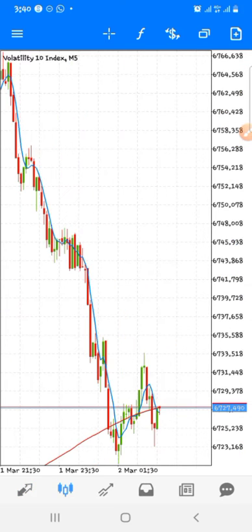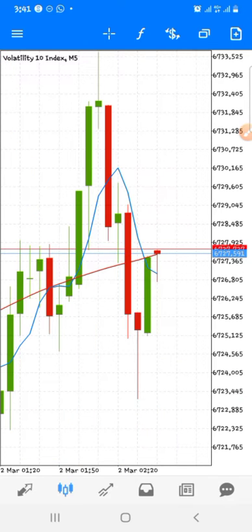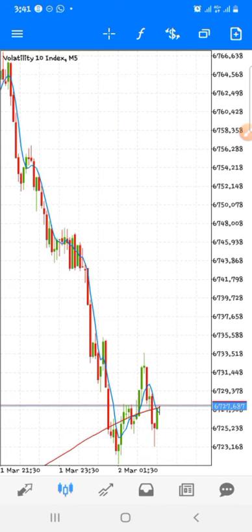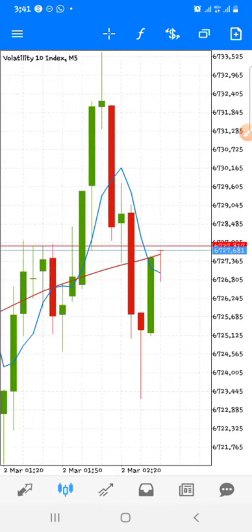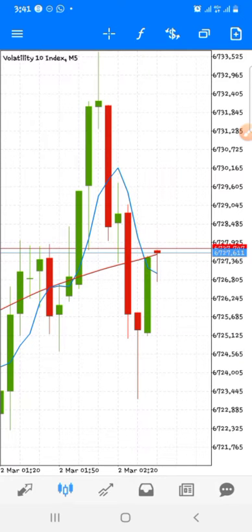All right, so right here we have our volatility 10 index. So right now you can see the market, and our indicator is already showing us something huge here. Our indicators have crossed. This is a real cross, as you can see.